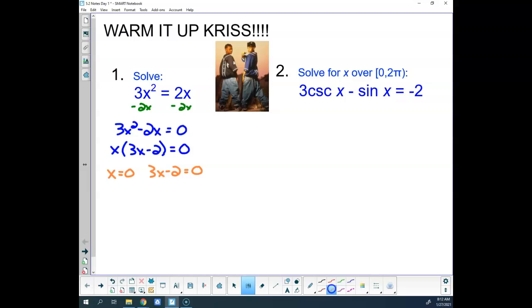Check, check. 3x equals 2, so x equals 2/3. 2/3 times 2 is 4/3. 2/3 squared is 4/9. Times 3 is 4/3. 4/3 equals 4/3. Love it! So 0 and 2/3. Yes? No? Maybe.